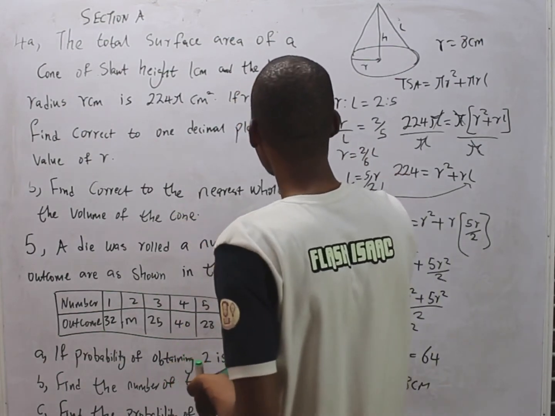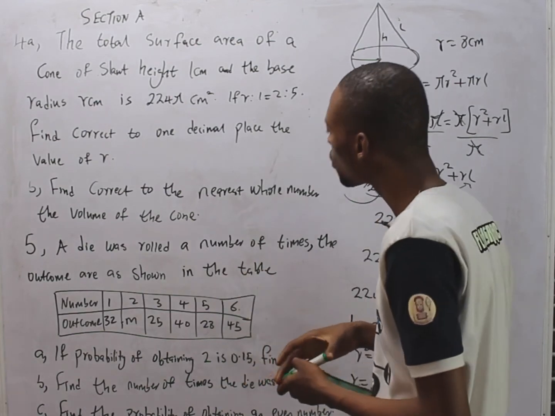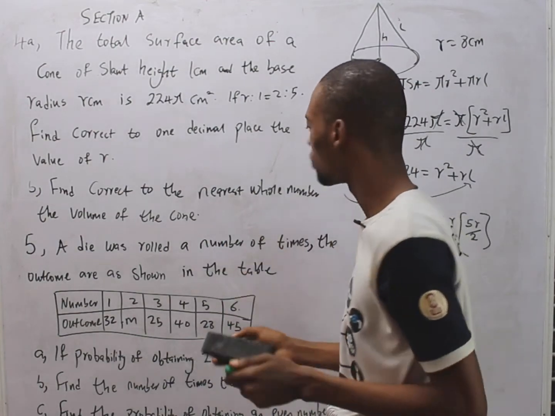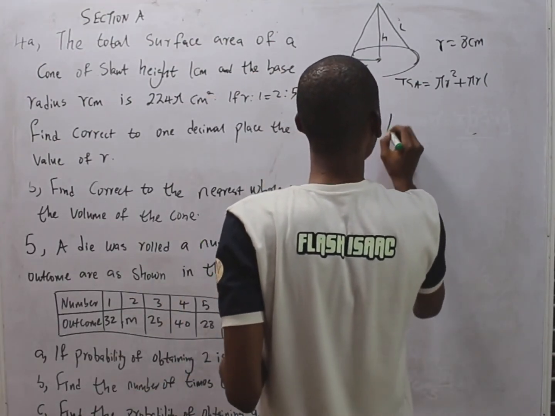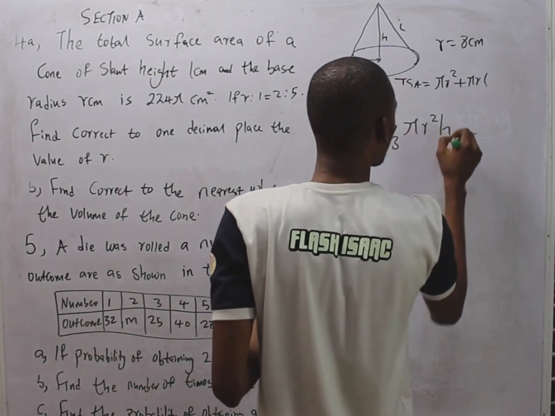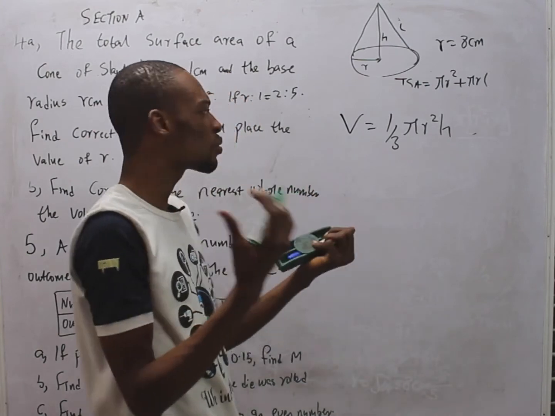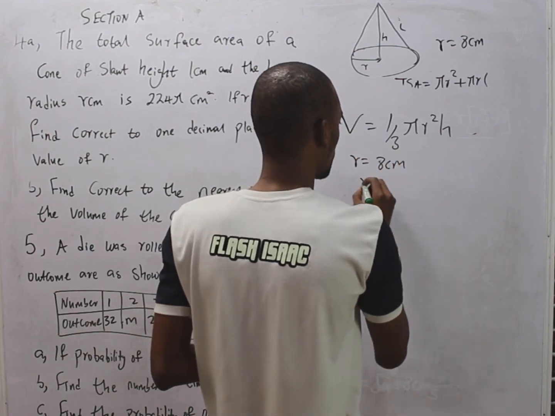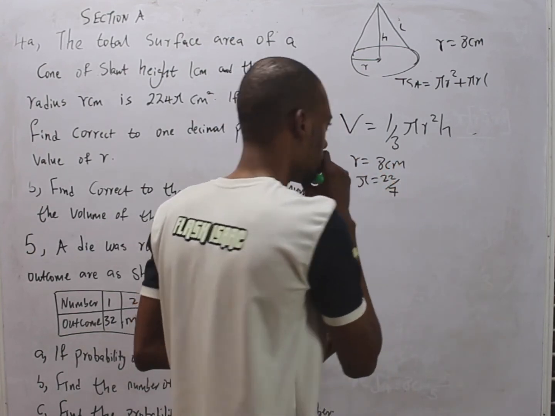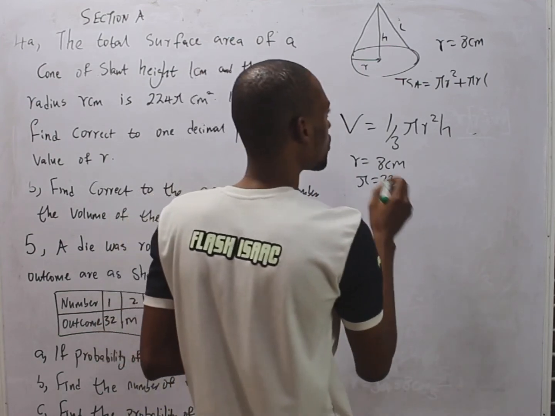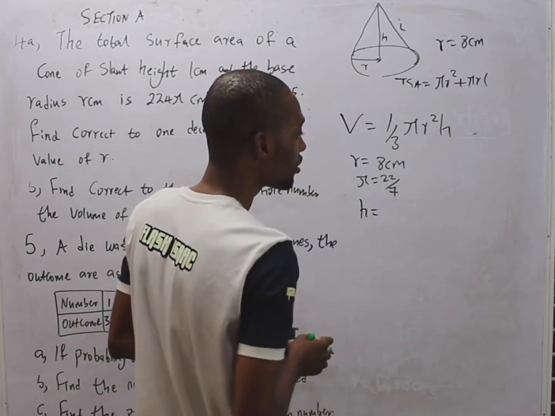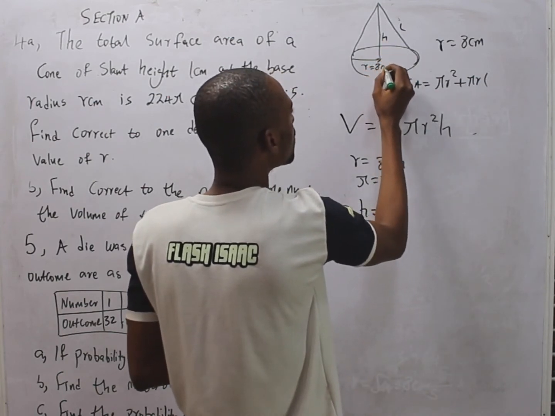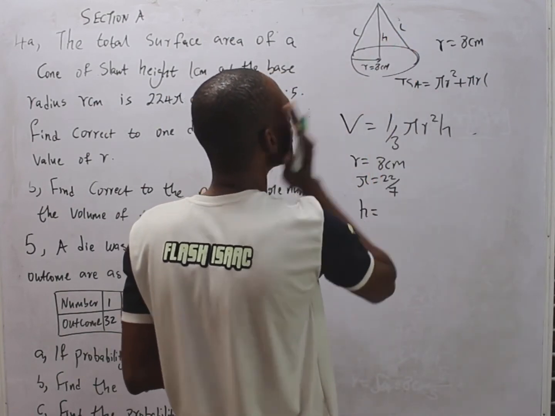Find, correct to the nearest whole number, the volume of the cone. We found the radius. Let us solve for the volume of the cone. The volume of a cone is equal to 1/3 pi r square h. r is equal to 8 centimeter. Pi is 22/7. h is, we don't have h. Well, we can solve for h from here. From this, r is 8 centimeter. This is l, and this is h.